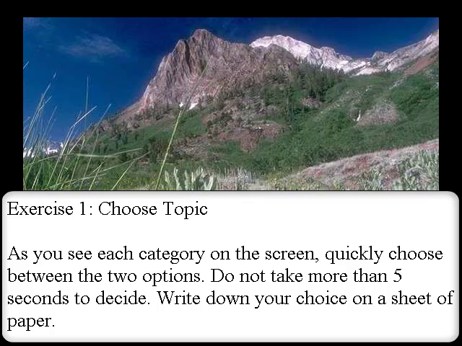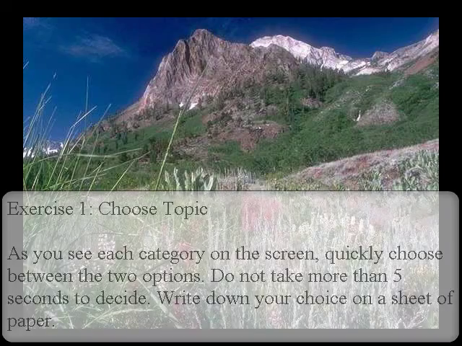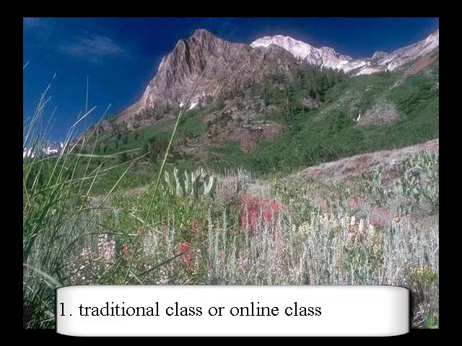Choose topic. As you see each category on the screen, quickly choose between the 2 options. Do not take more than 5 seconds to decide. Write down your choice on a sheet of paper. Now remember, for the TOEFL iBT speaking, it doesn't matter which one you choose. Choose. That's the most important thing. Don't try to discuss both positions. There's simply not enough time to do that in 45 seconds. Okay, number 1, traditional class or online class?